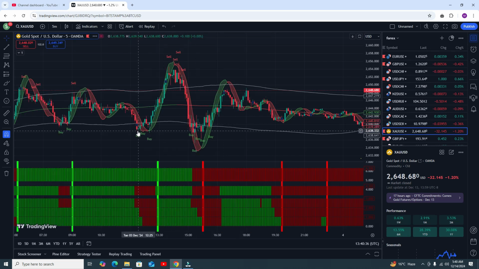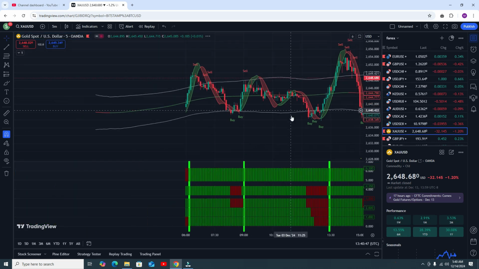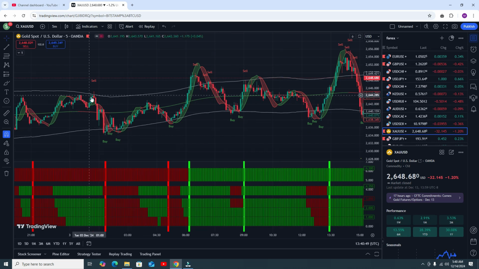Like this one, this is just a weak buy signal. This one is a weak buy signal, and you can see both are giving you good profit. And here you can see this is a weak sell signal. You can see you got the profit here.